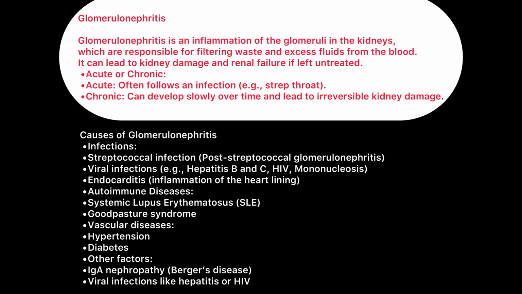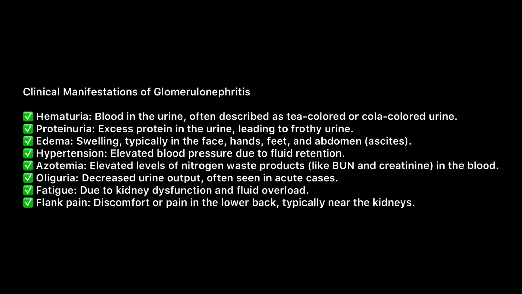Okay, let's go on to another topic, that is glomerulonephritis. It is an inflammation of the glomeruli in the kidneys. This can be acute or chronic. Acute often follows an infection, and chronic can develop slowly over time and lead to irreversible kidney damage. And the causative agents are infections like streptococcal, viral infections like hepatitis or HIV, endocarditis, autoimmune diseases, SLE, Goodpasture syndrome, vascular disease, hypertension, diabetes. And the clinical manifestations are hematuria, proteinuria, edema, hypertension, azotemia, oliguria, fatigue, flank pain.